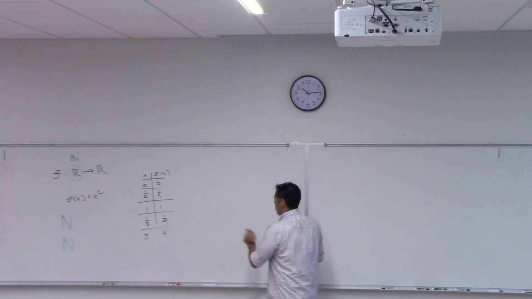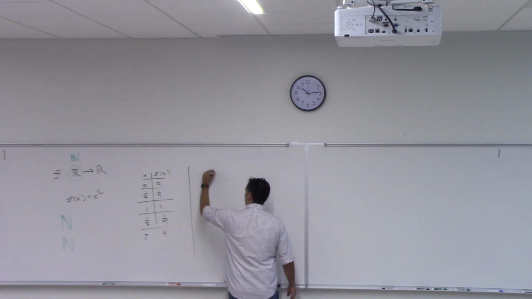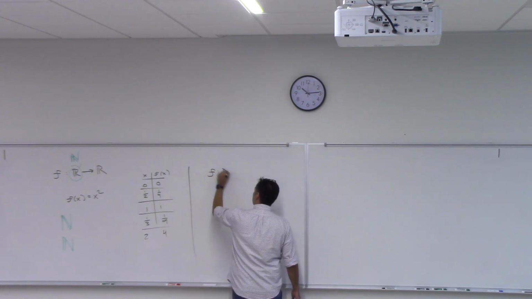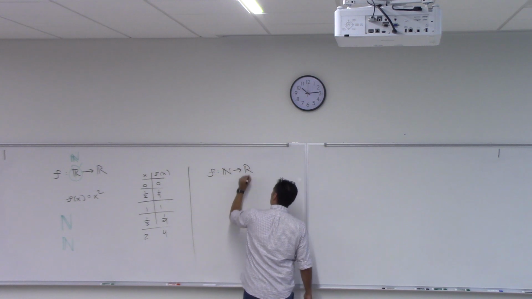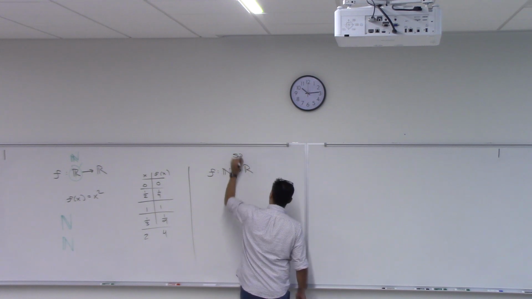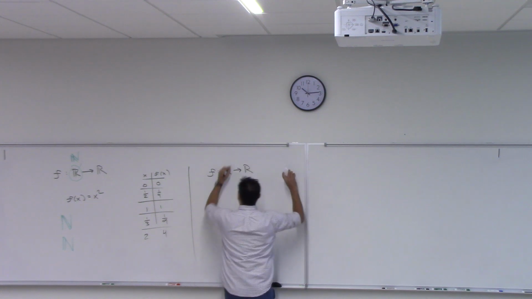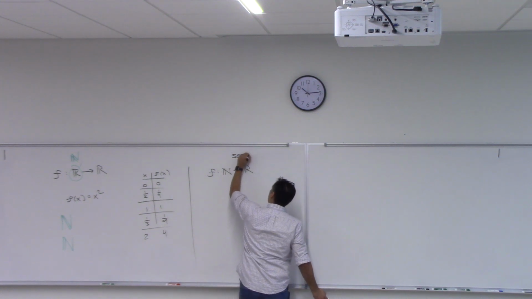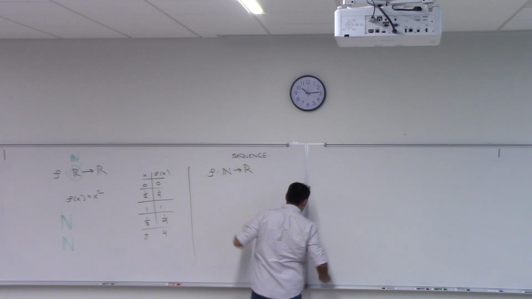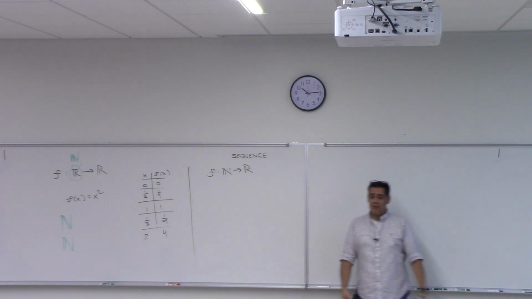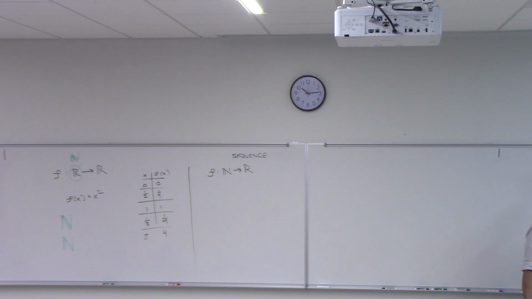So if we take a function and we restrict that function from the natural numbers into the real numbers, you're now looking at a sequence. You're now looking at a sequence. And that's it. That is the definition of a sequence, right?